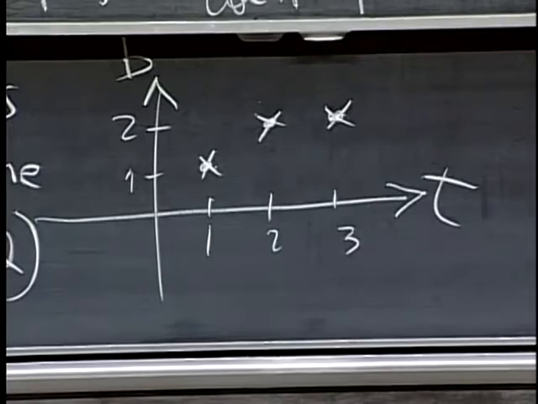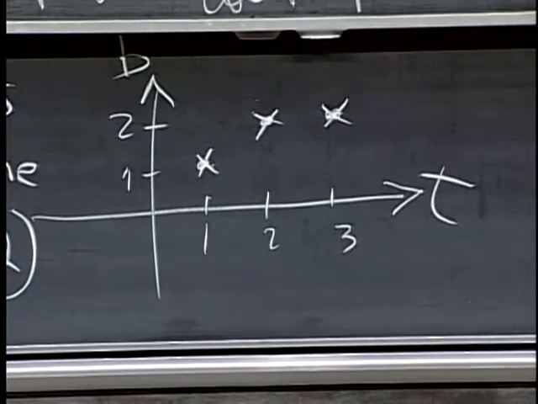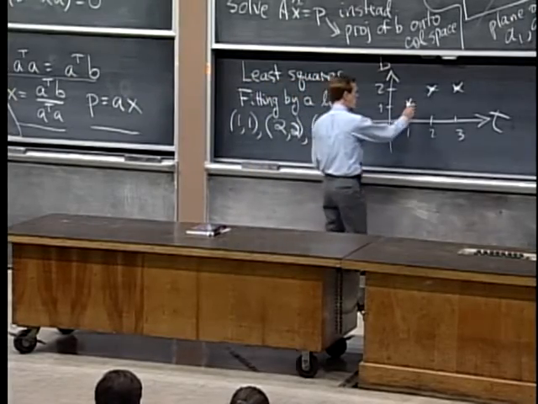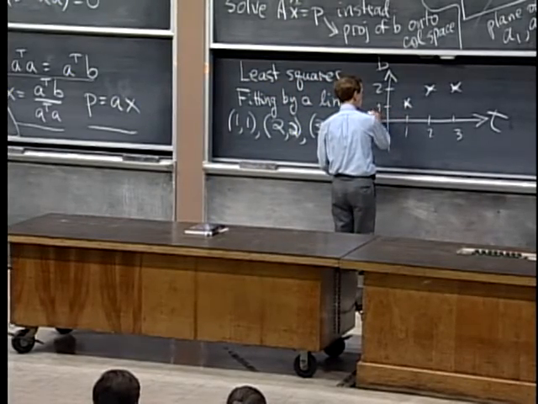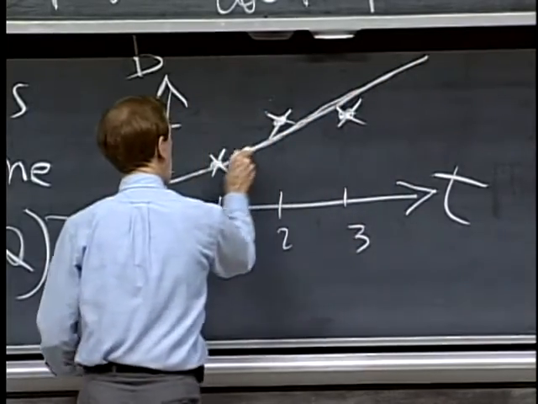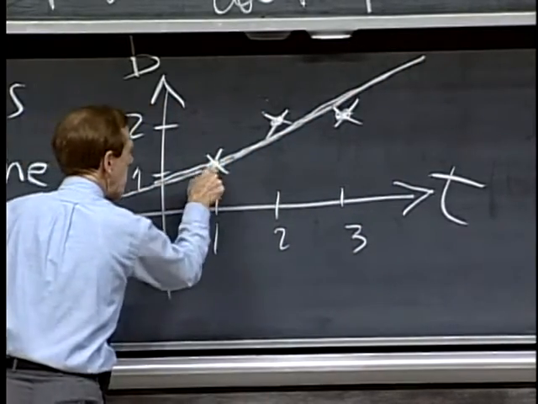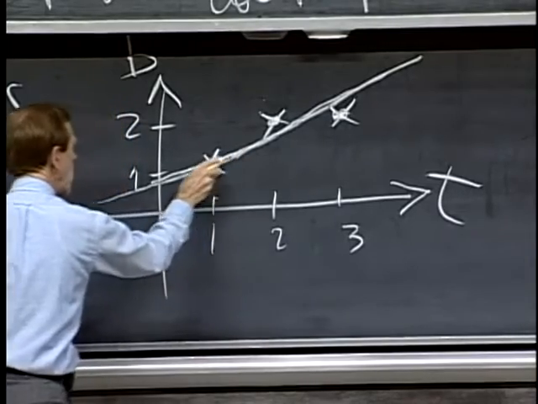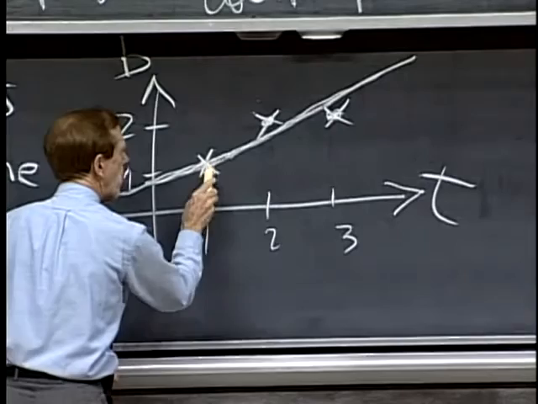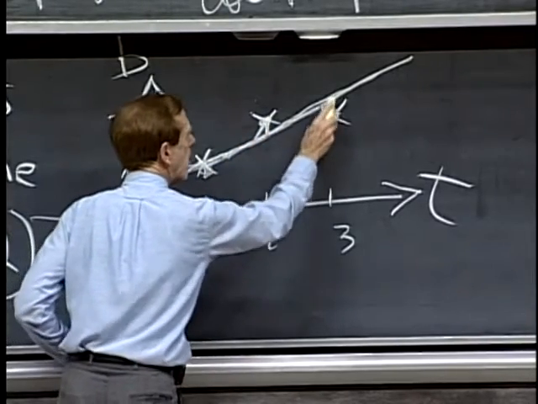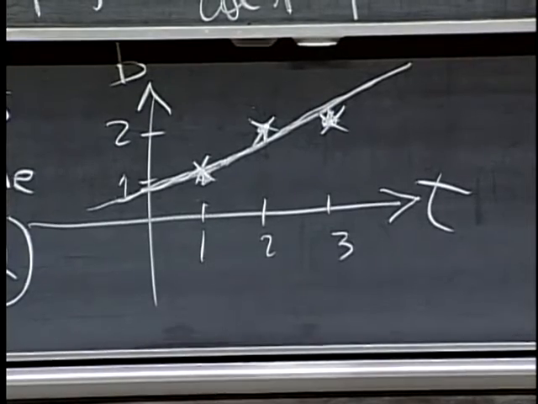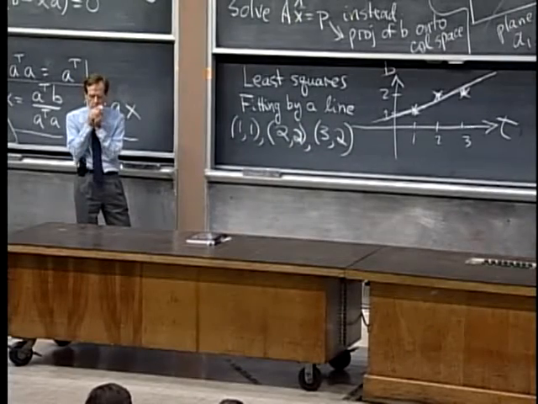And of course, there isn't a line that goes through this. So I'm looking for the best line. I'm looking for a line that probably goes somewhere. Do you think it goes somewhere like that? I didn't mean to make it go through that point. It won't. It'll go between, so the error there and the error there and the error there are as small as I can get them.